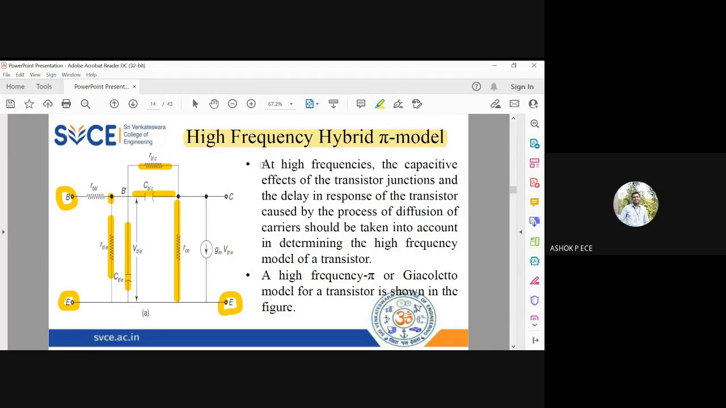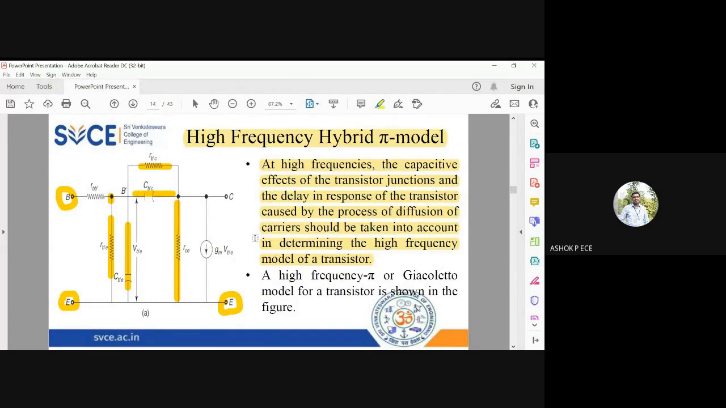At high frequency, the capacitance effects of the transistor junctions are going to modify the response of your transistor. You have three capacitances between the terminals: C_b'e, C_b'c, and C_ce. These capacitances are going to affect the high frequency response of the transistor. What will they cause? They will cause some unwanted delay in the response. The gain will get reduced, and the bandwidth will get reduced. All these will happen at high frequencies.